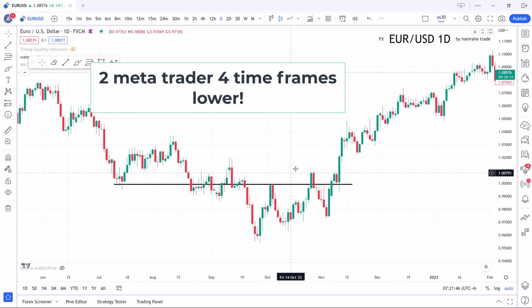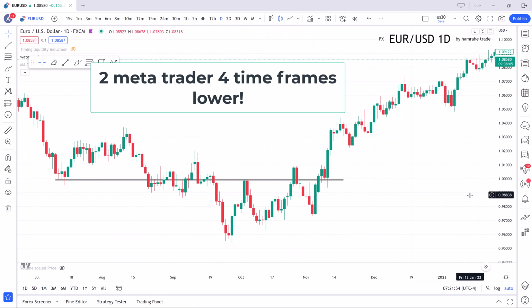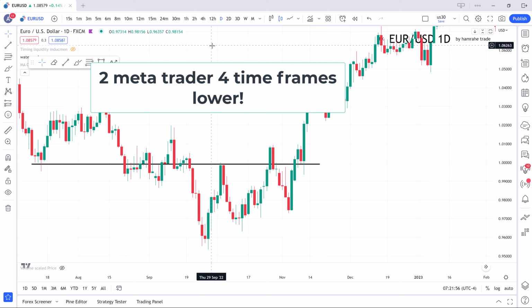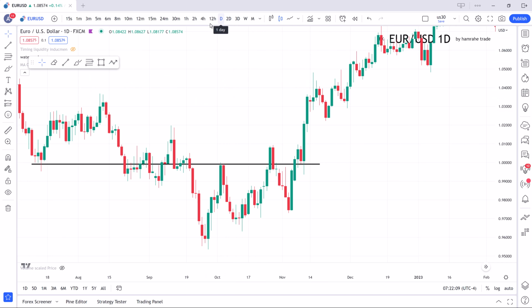So when it is on daily, 4 hour and 1 hour, 2 time frames lower. I'm sorry, excuse me, I mixed things up a little bit, I got confused. So 2 MetaTrader time frames lower. For example, it is the ratio of 1 to 20, 1 to 16. Those ratios are good. So when I'm in daily, I use 1 hour for my trading setups.